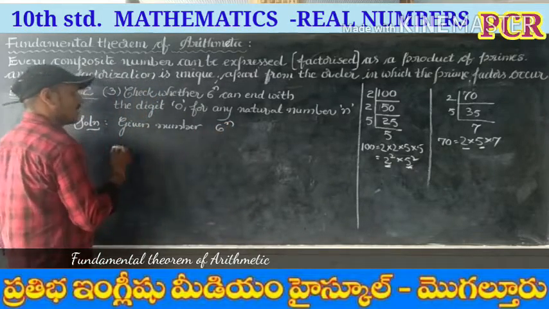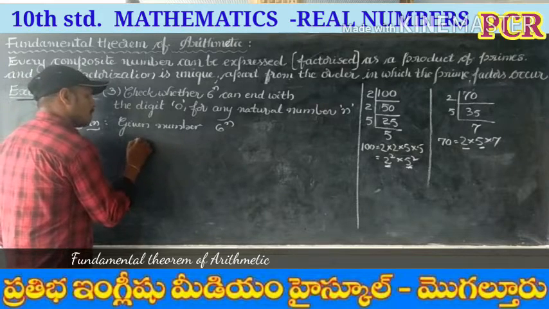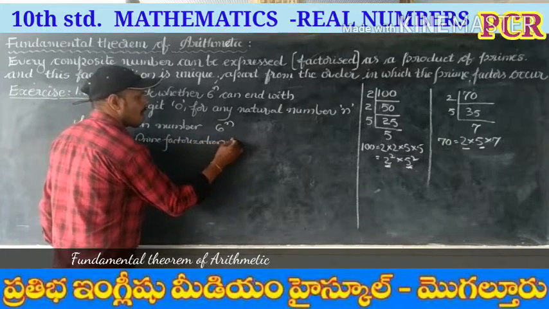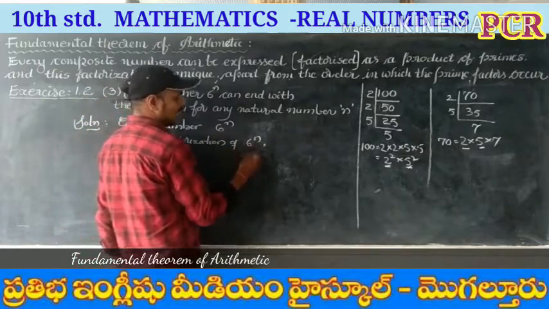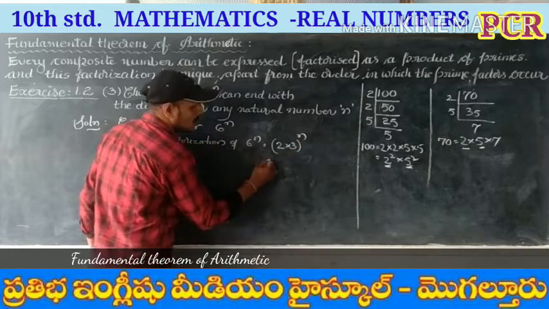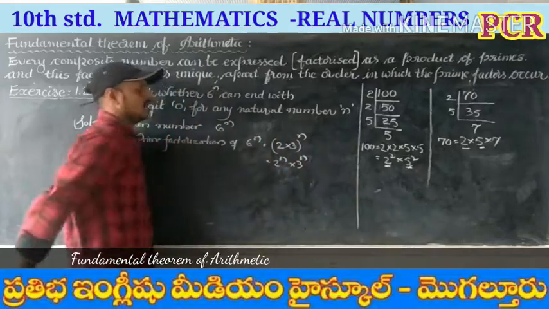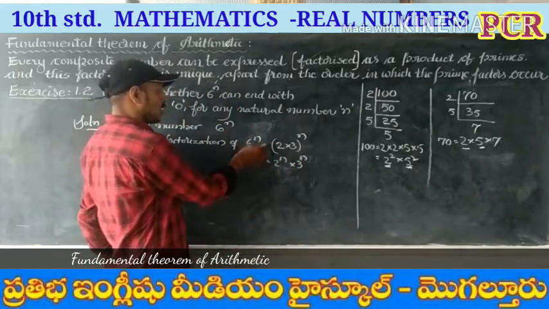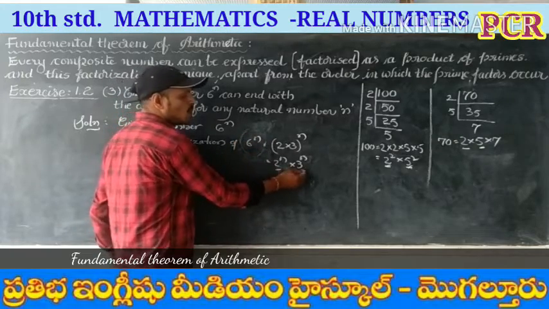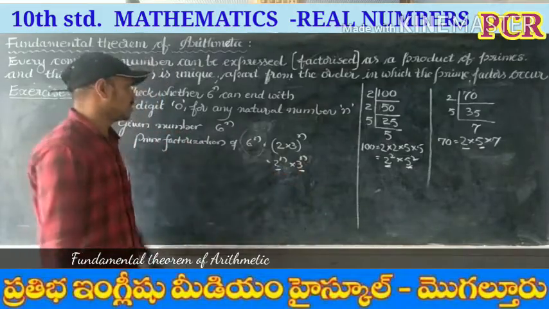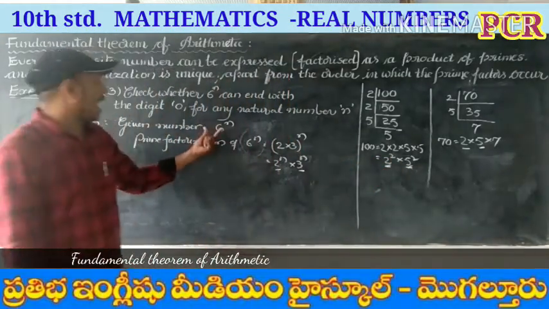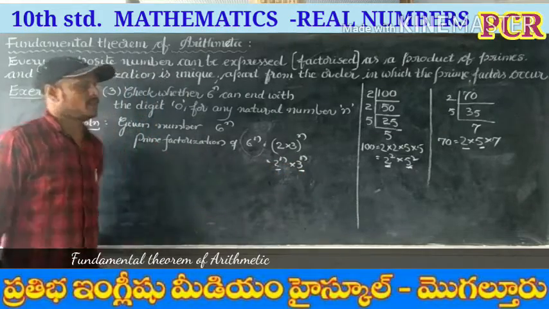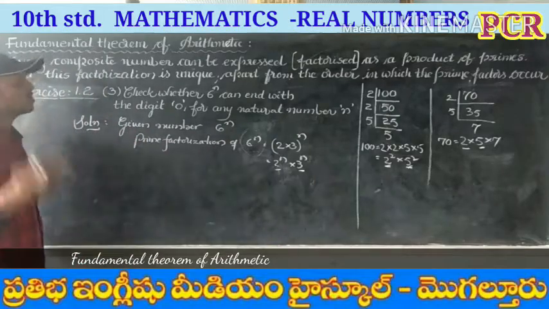The given number is 6 power n. Let's do the prime factorization of 6 power n. 6 power n is equal to, you can write 6 as 2 into 3, whole power n. That means 2 power n into 3 power n. That is 2 into 2 into 2, n times, and 3 into 3 into 3, n times. So in the prime factorization of 6 power n there are only two prime factors, 2 and 3. There is no 5. To end with 0, 6 power n must have 2 and 5, but there is no 5 here. That's why it does not end with 0 for any natural number n.